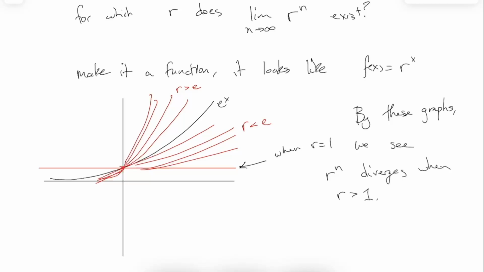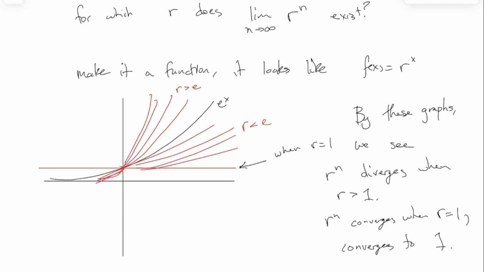R to the n diverges when r is greater than 1. When r equals 1, it converges. Sorry, I'm stuck. R to the n diverges because when it's greater than 1, it's one of these curves which goes up forever as we go to the right. But when r equals 1, it converges, although we already knew that. In fact, it converges to the value of 1. As you go out to the right on that flat one, its answer is 1.